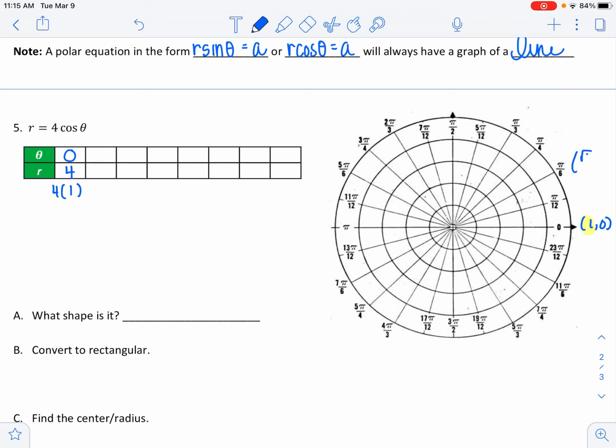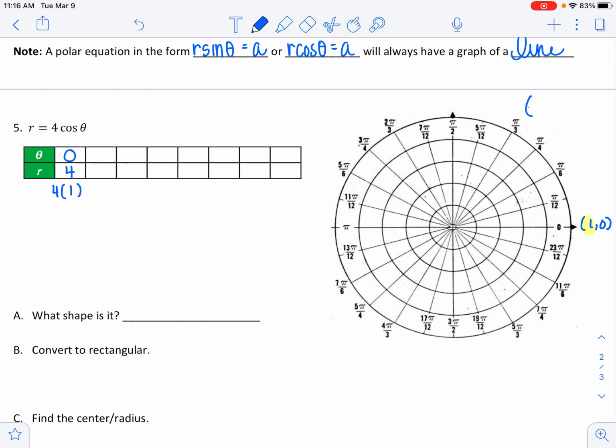All right, so the next one I want to move to, I'm going to see if pi over 6 is helpful. Now remember, I'm using the cosine. This is root 3 over 2, comma 1/2. If I do 4 times root 3 over 2, that's 2 root 3, which, what the heck, how am I going to graph that? So I'm going to skip over that one. Pi over 4 is root 2 over 2 for cosine. I'm going to get another decimal.